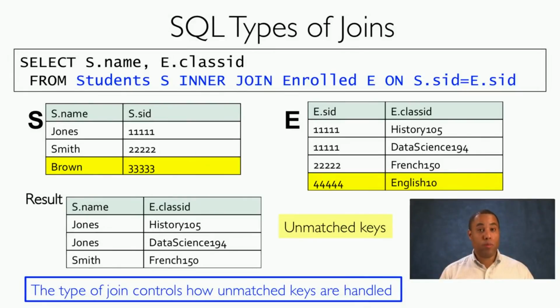SQL provides support for multiple types of joins. The type of the join controls how unmatched keys are handled. Here we have an inner join, and it's between two tables, students S and enrolled E. We can see in the table S that there's an unmatched key Brown, and we can see in the table E that there's an unmatched key for English 10. When producing the result, an inner join will not include any tuples for which there is not a matching key in the other relation.